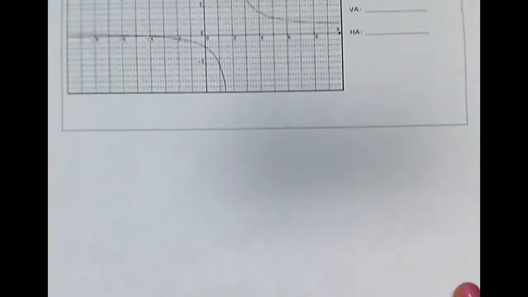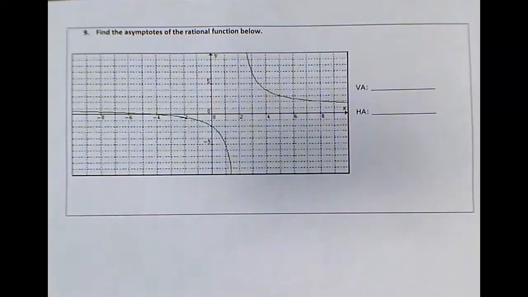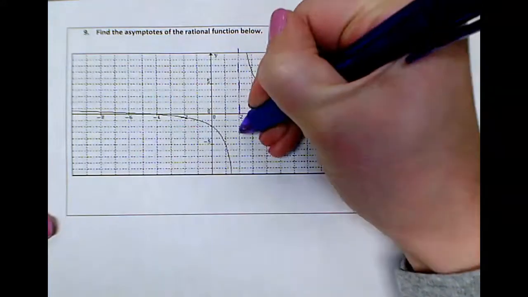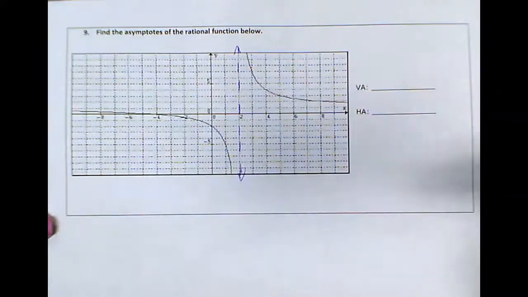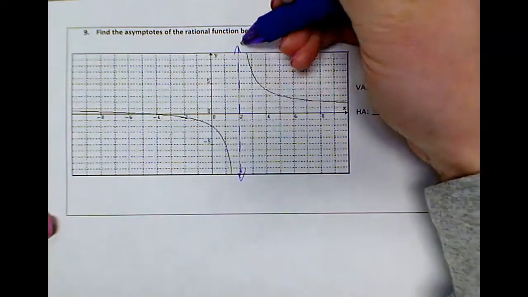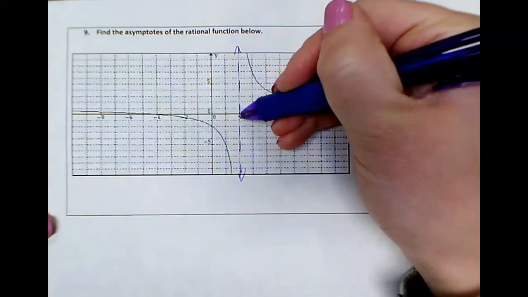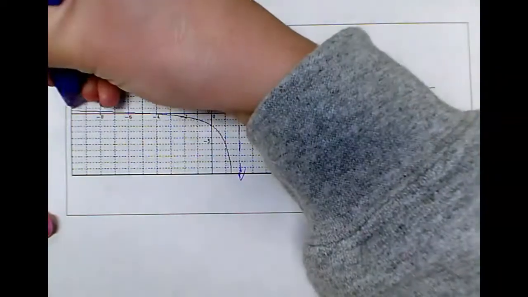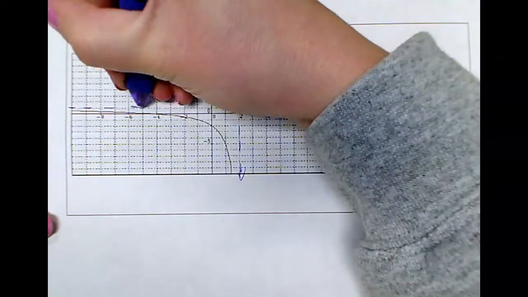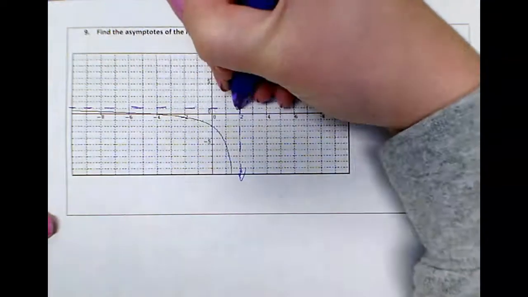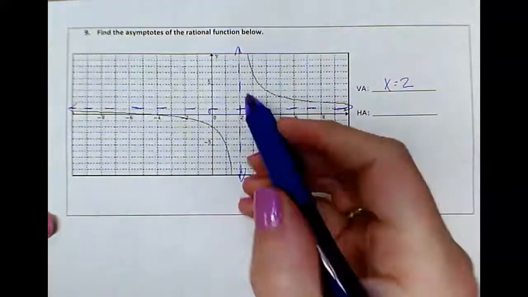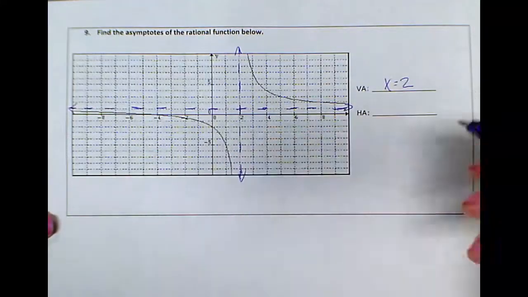Last question simply asks you to find the asymptotes of the rational function below. So the vertical asymptote looks like it's right here. Notice that this part doesn't quite touch and this part doesn't quite touch. This is going through an x value of 2. And the horizontal asymptote can start where the graph really starts approaching that horizontal line. It never touches. So that's going through a y value of 1.